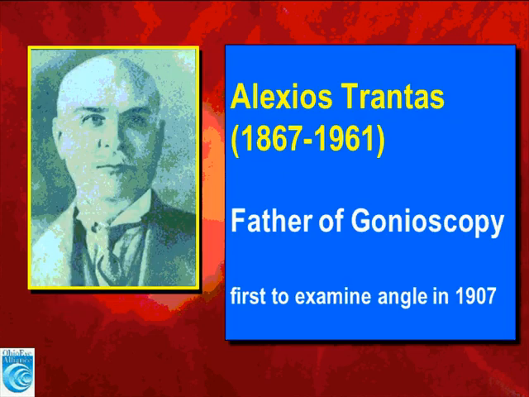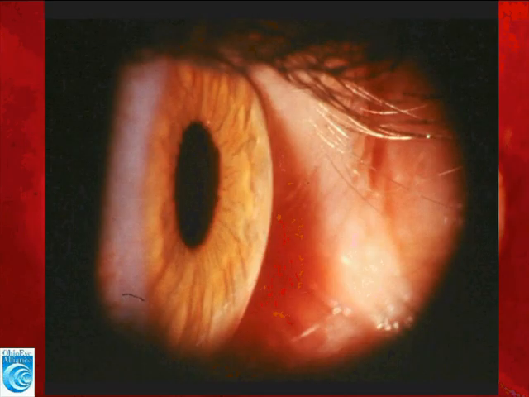Alexios Trantas is the father of gonioscopy. He was the first to examine the angle in 1907 and was a Greek ophthalmologist. When we look at an eye from the side, normally we can't see into the anterior chamber angle. Why is this?